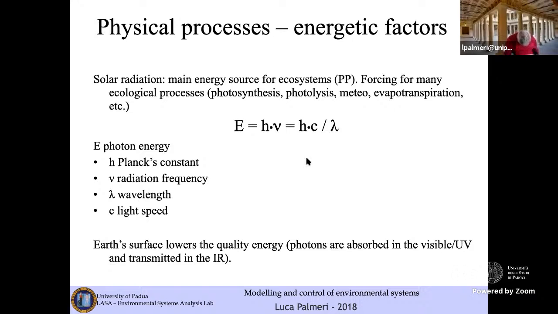This ends our description of the physical processes of settling. So up to now we have described settling and suspension. Now we shall finish the lecture of today by introducing models for describing other physical processes, like energetic factors.